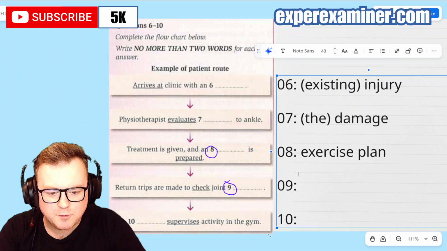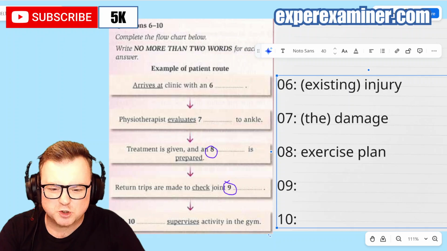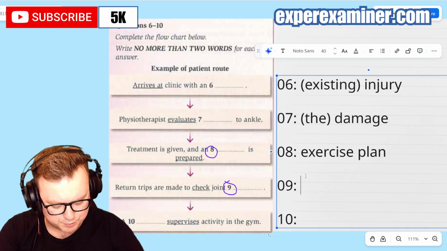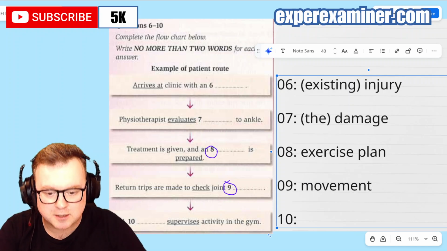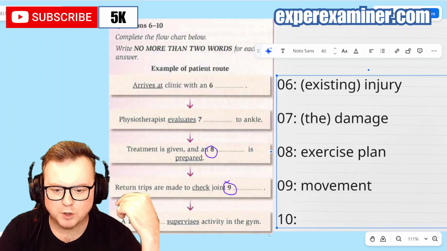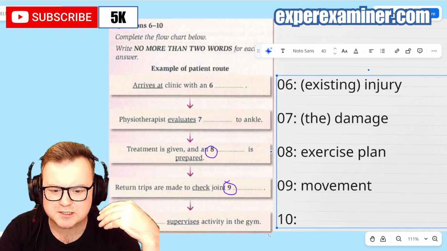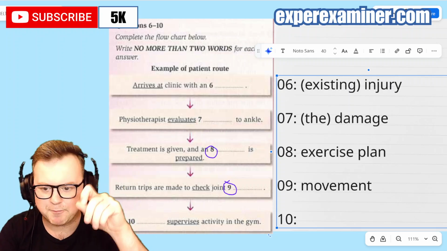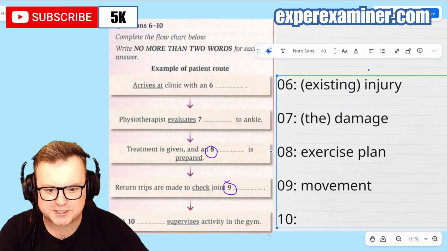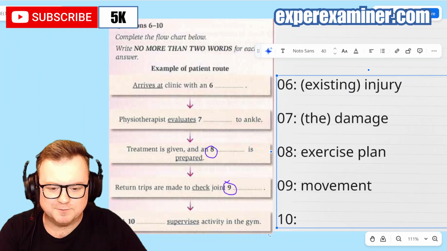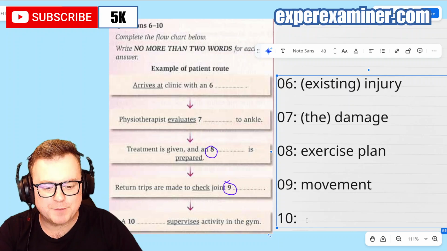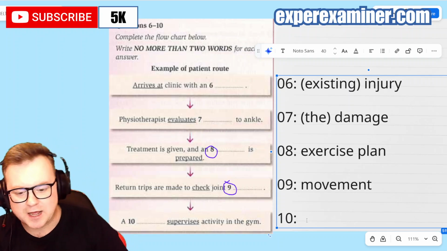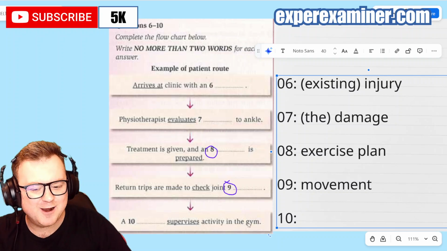Number 9, I was close with that. I said flexibility. I said joint condition. The actual answer was movement. And the synonym for check was monitor. We monitor the movement of the joint, I think he said. But it was quite fast, that gap between 8 and 9, and I was writing down the synonyms as well. So yeah, I don't remember exactly what he said, but feel free to go back and listen to the text again. And then number 10, and I love this synonym.